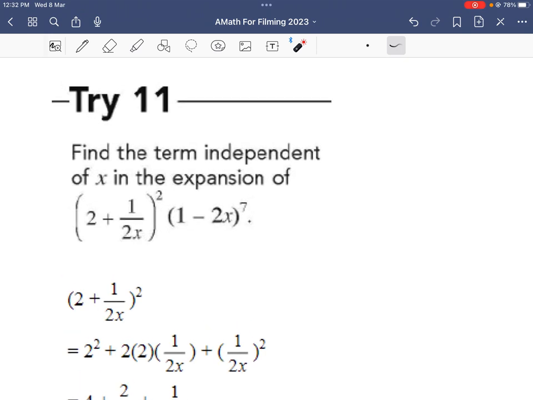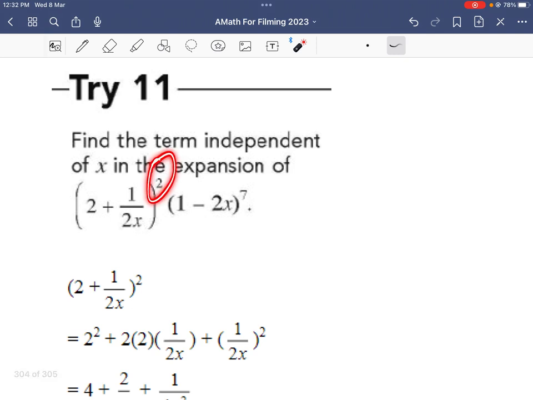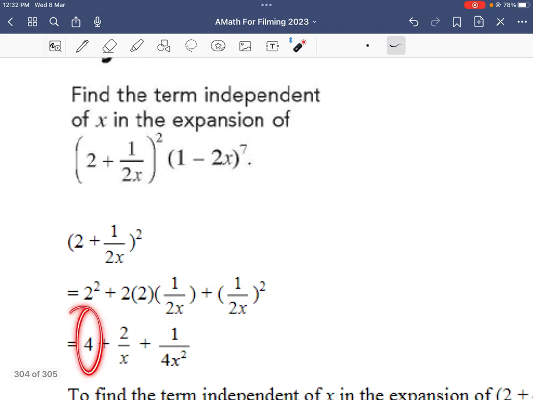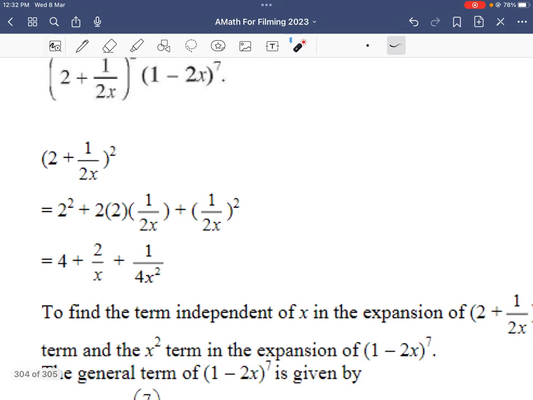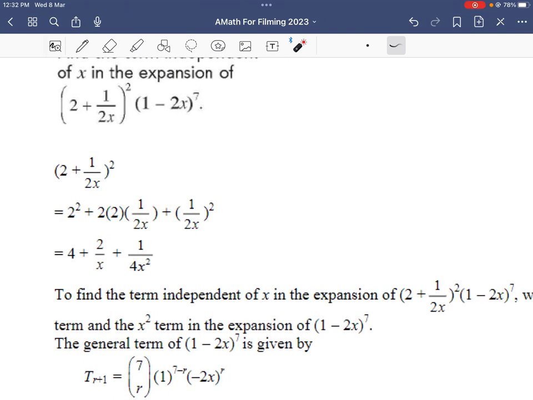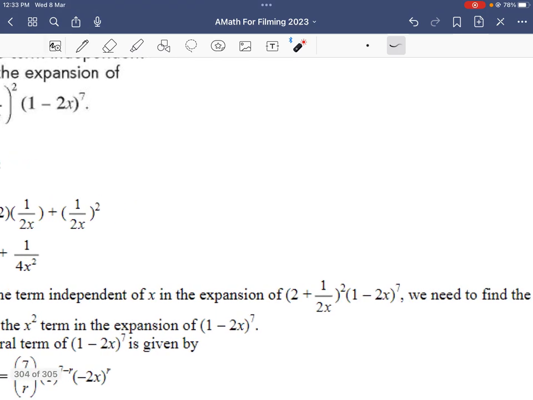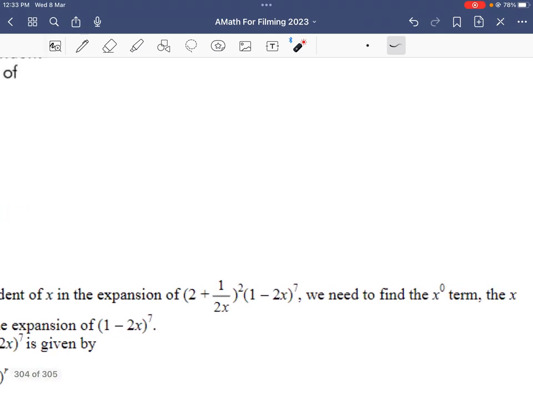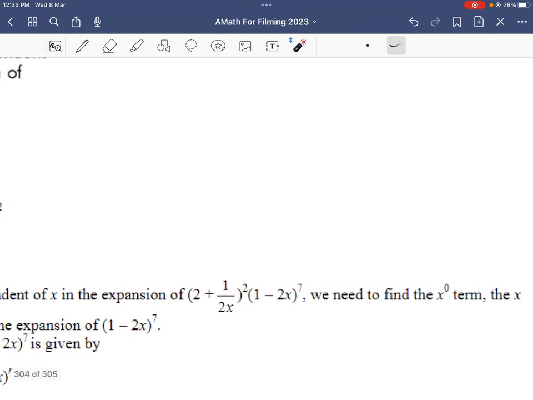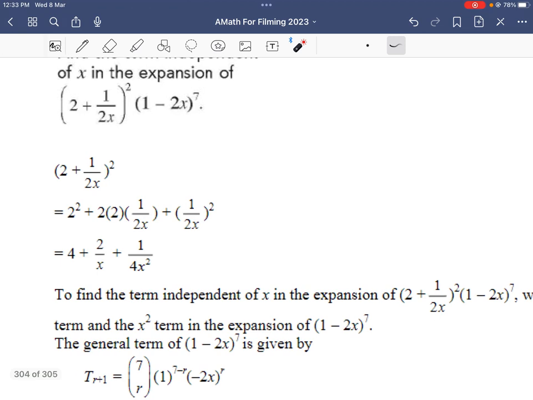Okay, in order for me to get the term independent of x in the expansion, first and foremost, this is the power of 2. So we approach this logically. We just expand this bracket here. We get a term in 4 plus a term over x and a term over x squared. So in order to get the term that's independent of x in this expansion, if possible, we need to find the term x to the power of 0, the term in x and the term in x squared.